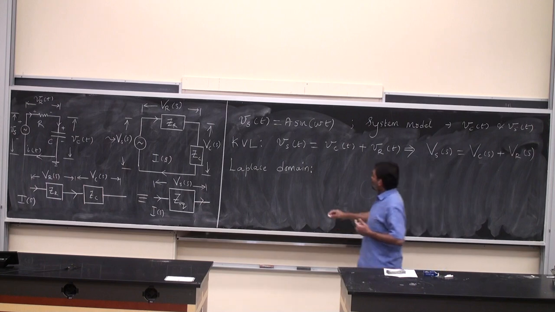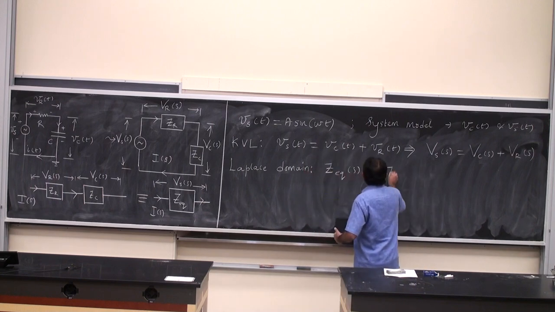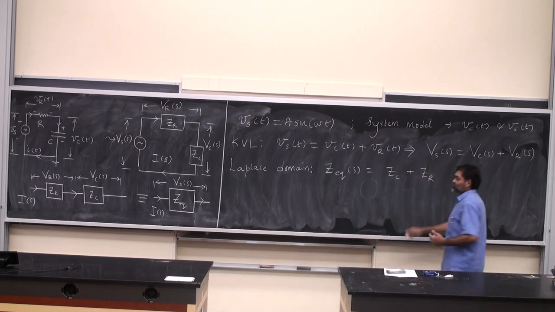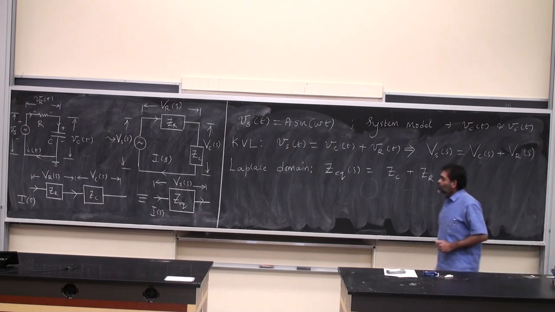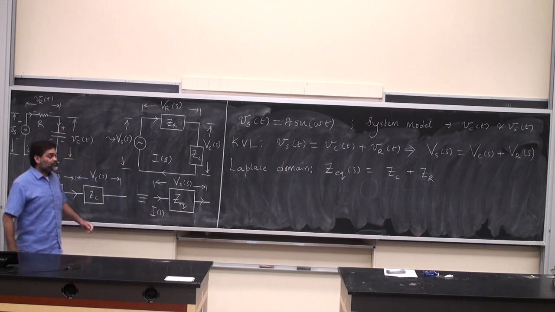Z equivalent is ZC plus ZR. Okay? And how do we know that they're in series? Because they have the same current flowing through.